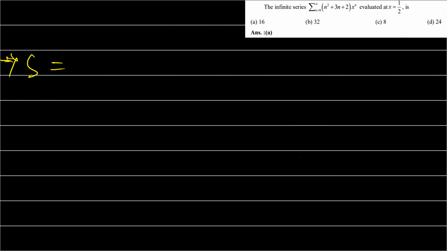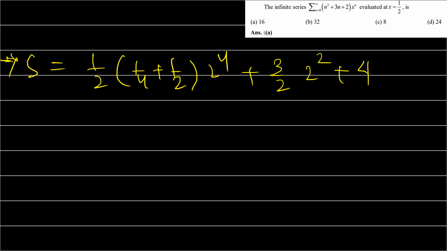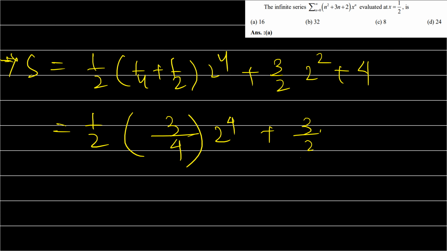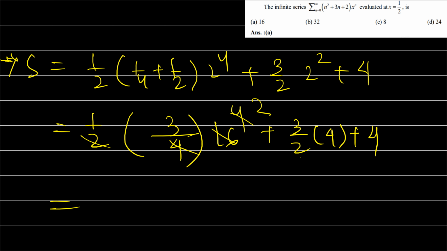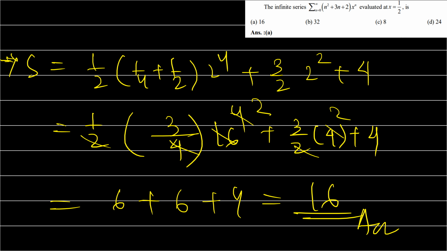This implies s will be equal to 1 by 2 times (1 by 2) whole to the power 2 by 4, plus 3 by 2 square plus 4, which is 1 by 4 plus 1 by 2 times 4, so it will be 3 by 2 into 4, so 6 plus 6 plus 4, which is 16. Answer A. This is the answer.